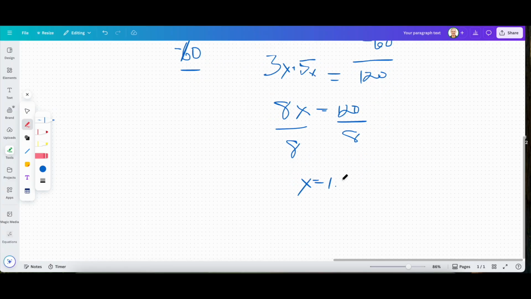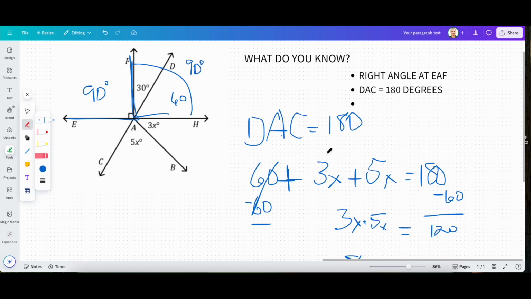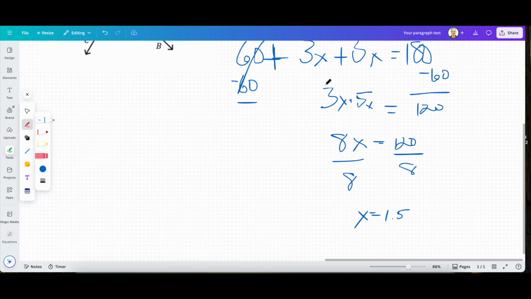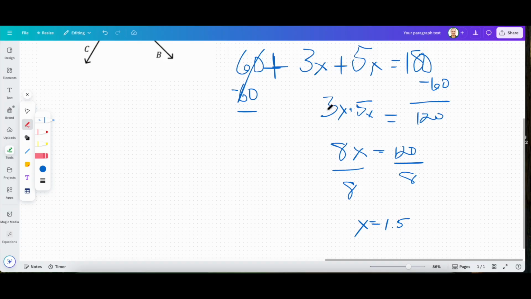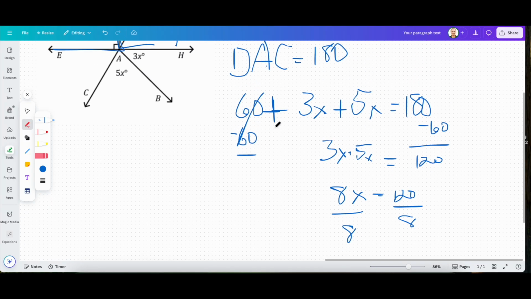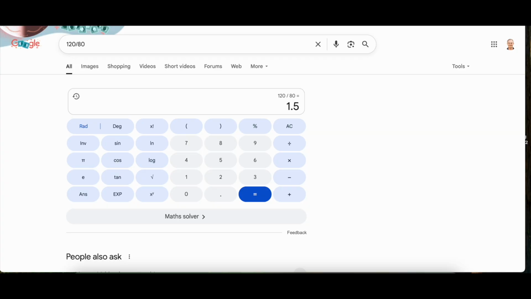So I got 1.5 in my calculator, but this doesn't make sense to me because 3 times 1.5 is going to be a really small number. Let me just check again. What did I do wrong? Here's what I did. I did 80.